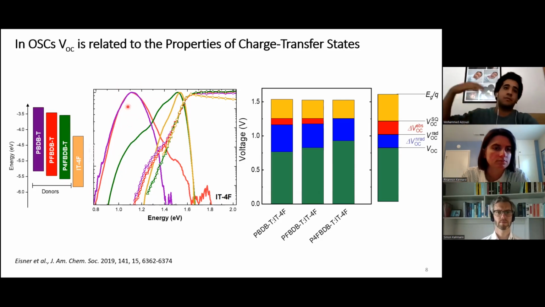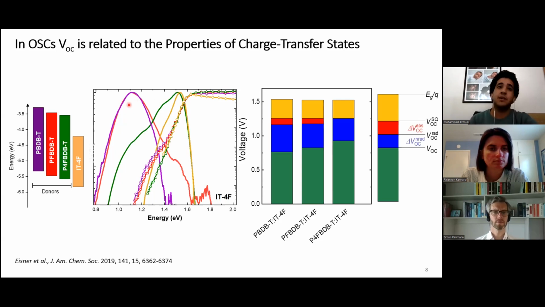The luminescence is mainly due to recombination from the CT state, and that's why when we change the donor, we end up having a blue shifted EL spectra. And if we do the same analysis for the voltage losses, what we see is that when we reduce the offset, going from the PBDBT to P4F PBDBT, we reduce that extra absorption loss, and that means that the CT state properties affect this absorption voltage loss.